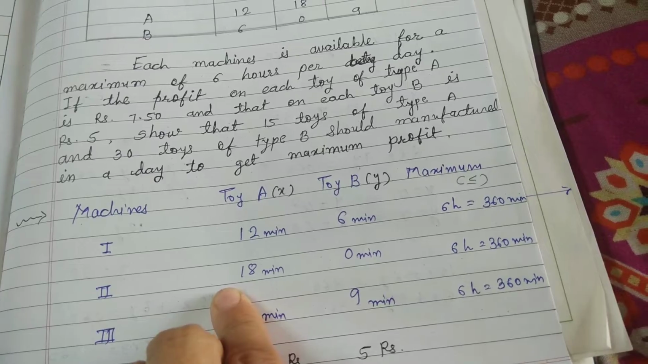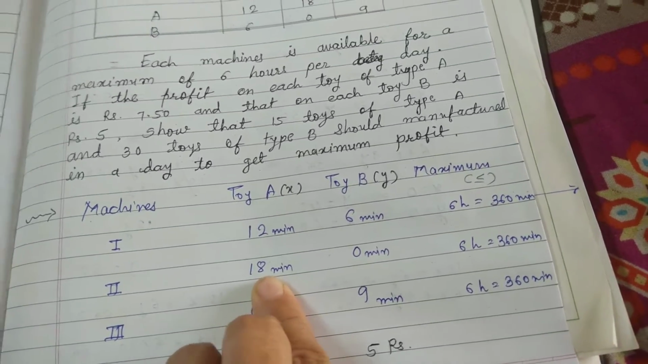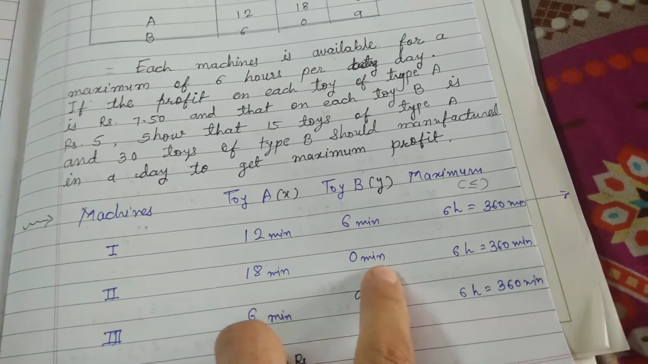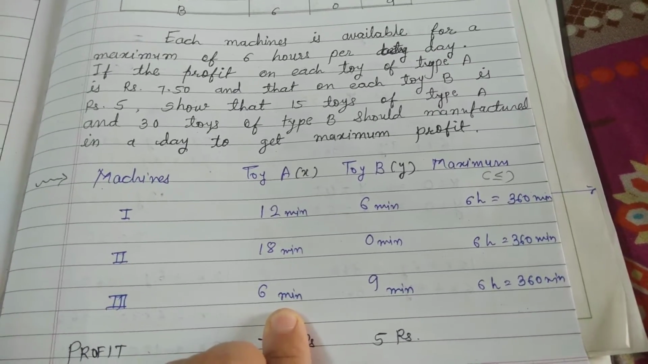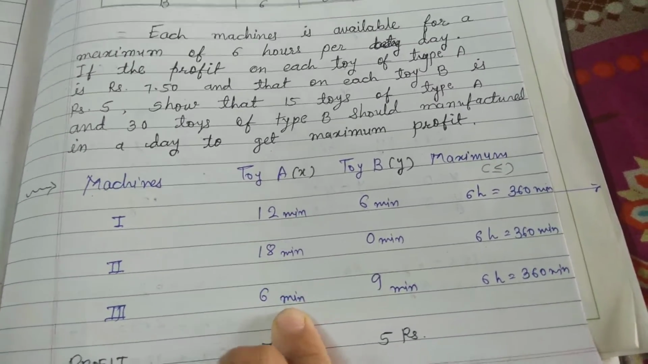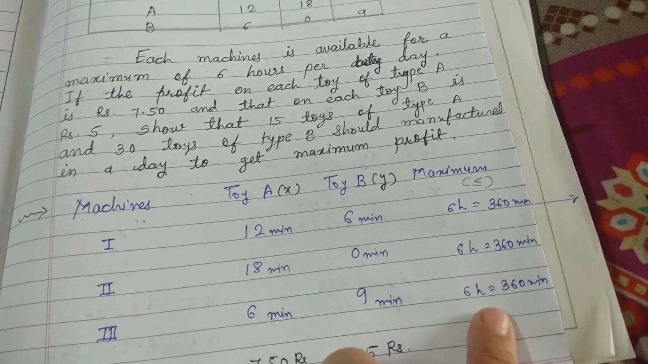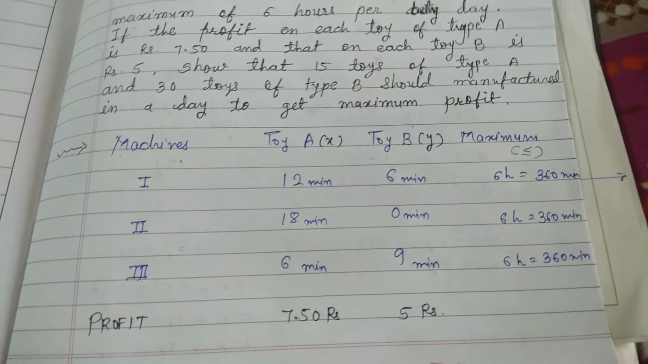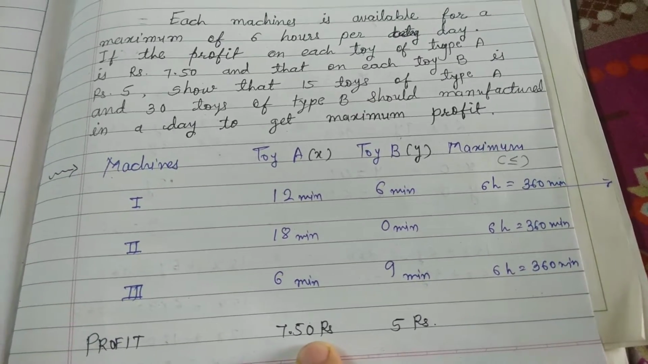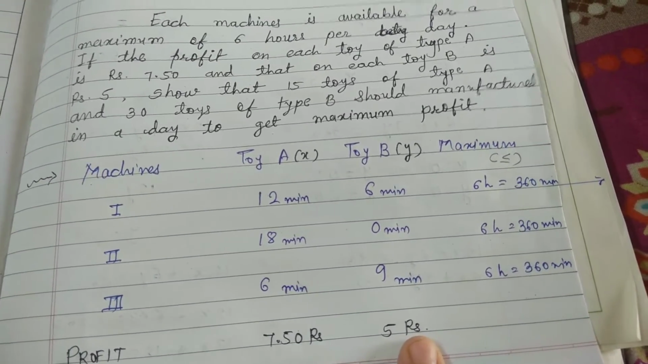On the second machine toy A requires 18 minutes, toy B requires 0 minutes. On machine 3 toy A requires 6 minutes and toy B 9 minutes, and total time is 6 hours, that is 360 minutes. Now the profit is 7.50 on toy A and 5 rupees on toy B.